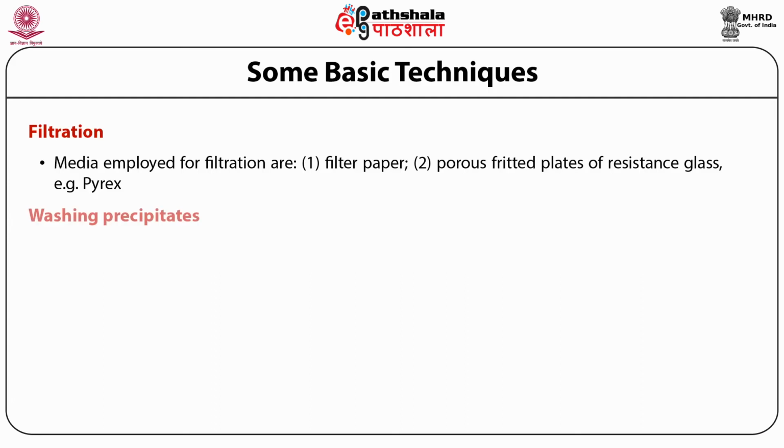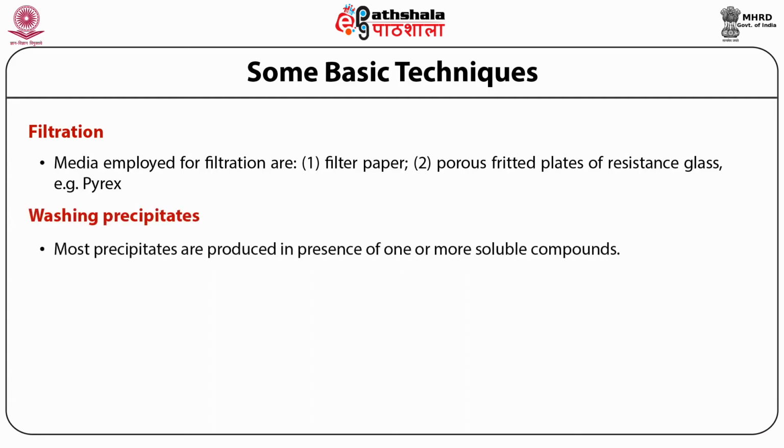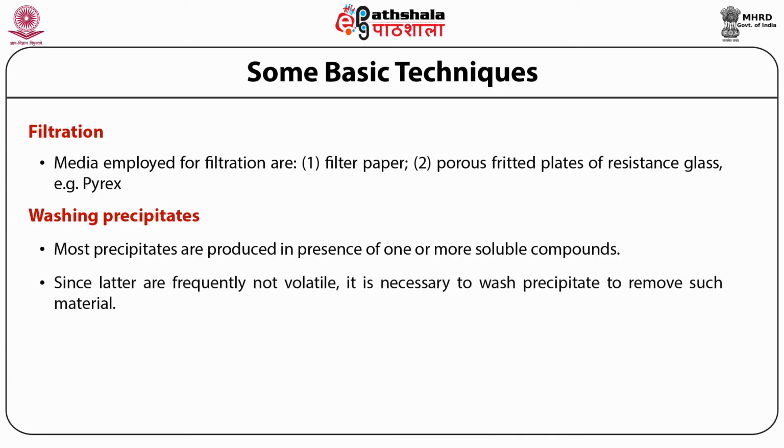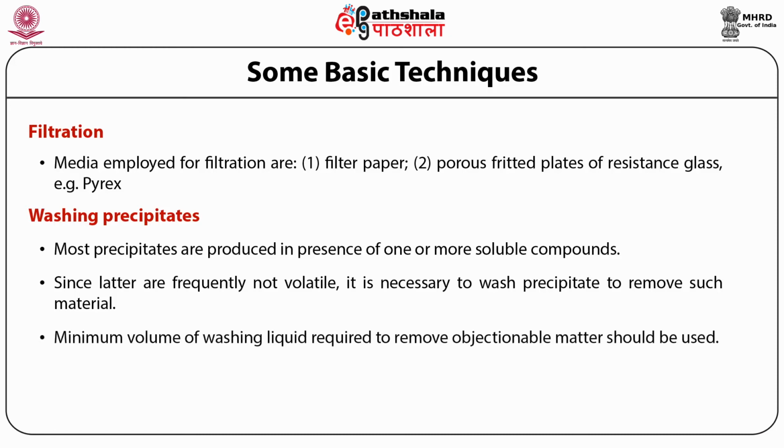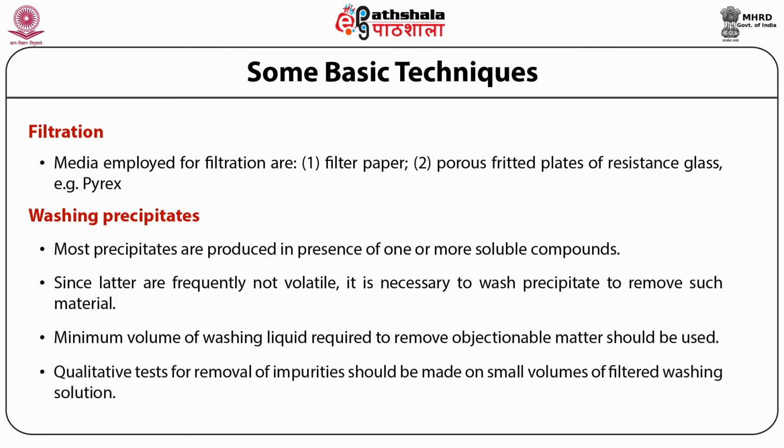Washing precipitates. Most precipitates are produced in the presence of one or more soluble compounds. Since the latter are frequently not volatile at the temperature at which the precipitate is ultimately dried, it is necessary to wash the precipitate to remove such materials as completely as possible. The minimum volume of the washing liquid required to remove the objectionable matter should be used since no precipitate is absolutely insoluble. Qualitative tests for removal of impurities should be made on a small volume of the filtered washing solution.